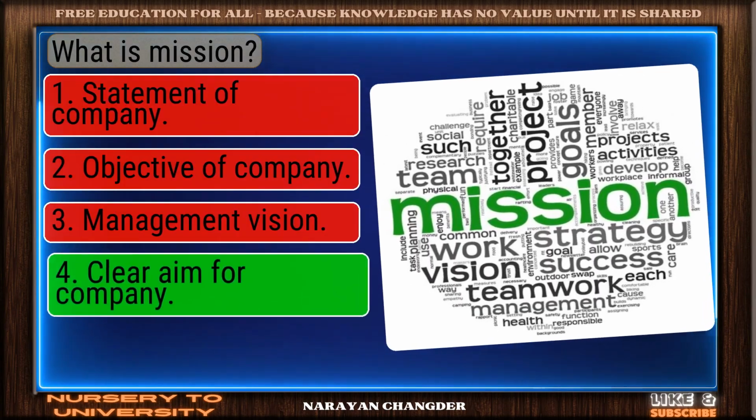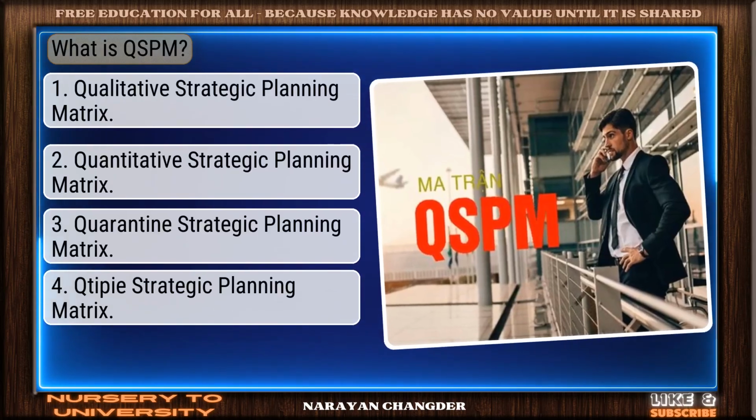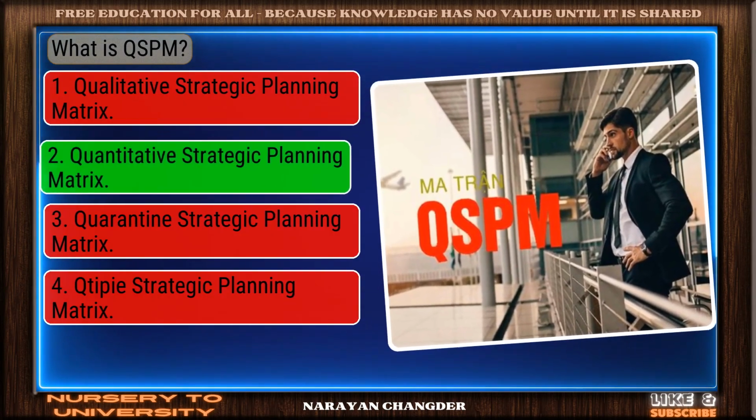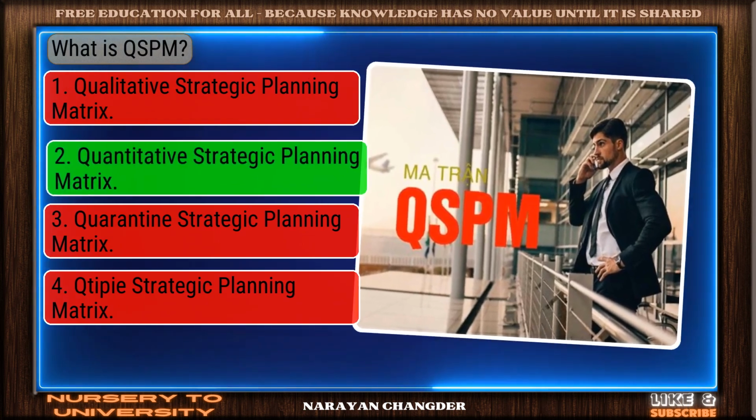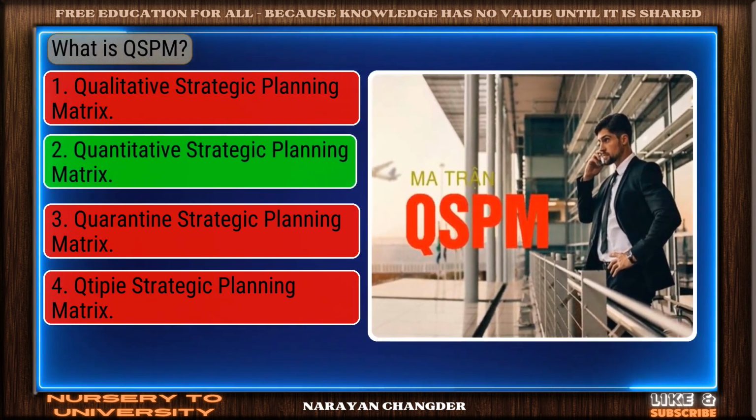Right choice. Clear aim for company is the best answer. What is QSPM? Perfect. Quantitative Strategic Planning Matrix is the correct choice.